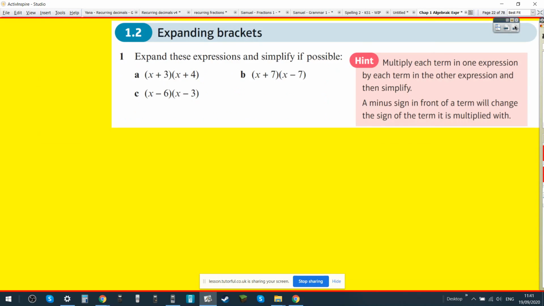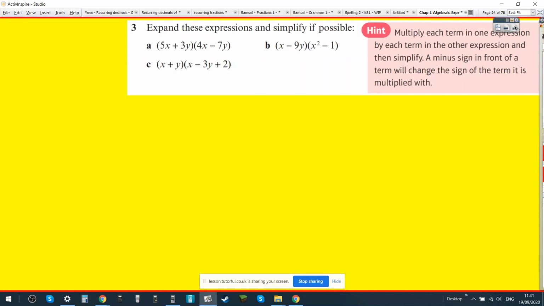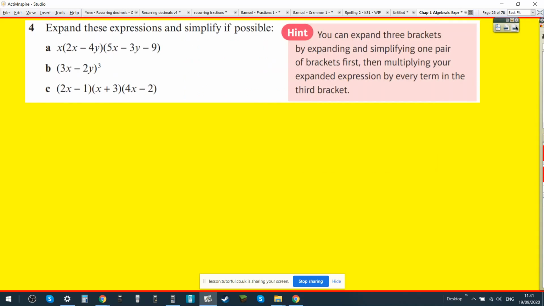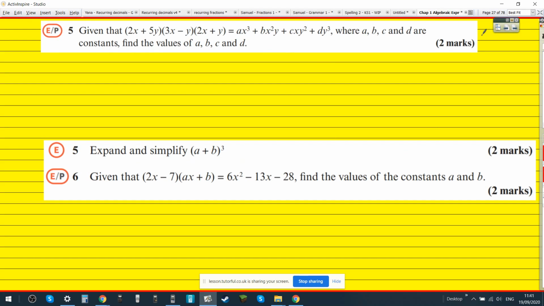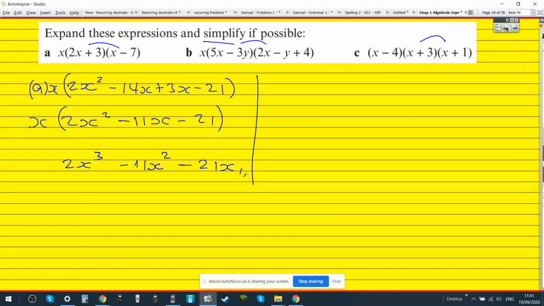Lots of stuff. Expanding brackets. So this is your book. Okay, so this is what the exam questions look like. So we'd better do triple bracket then. Let's do question C, and it's the same idea. Do the last 2 brackets first. It makes it easier.